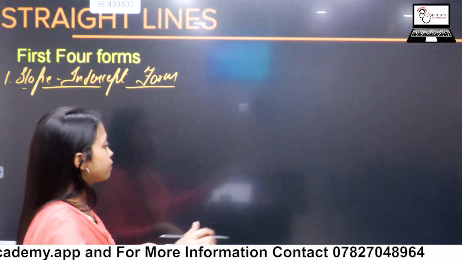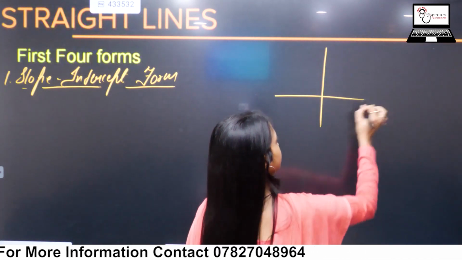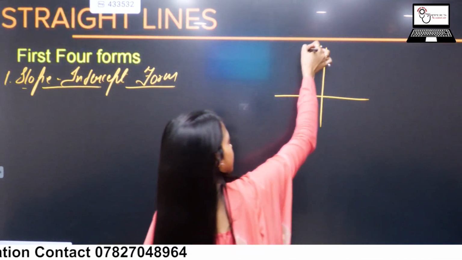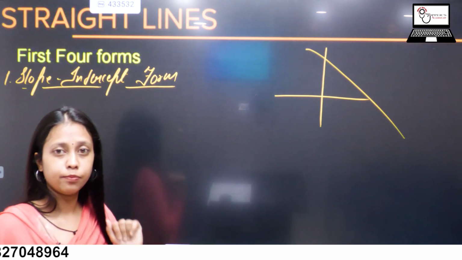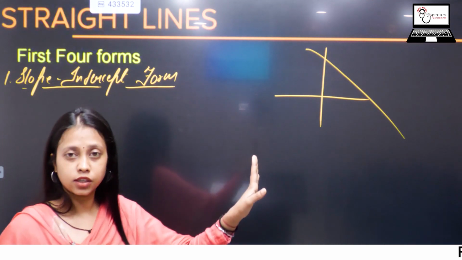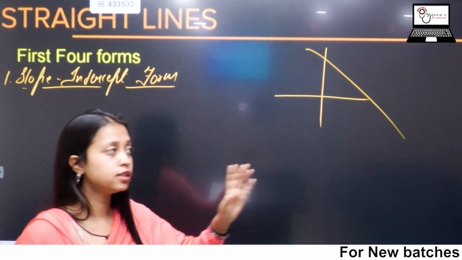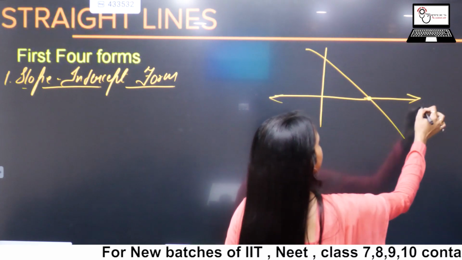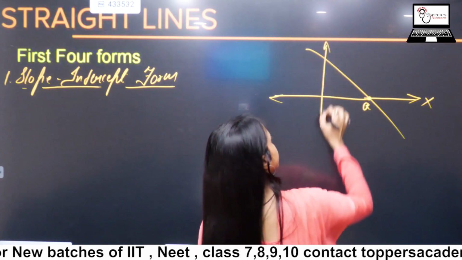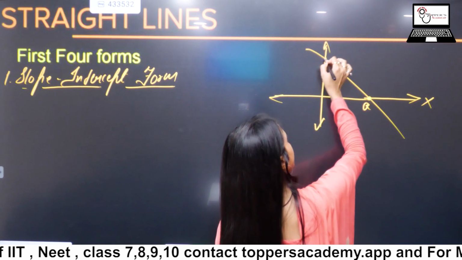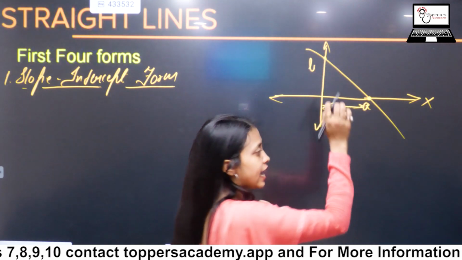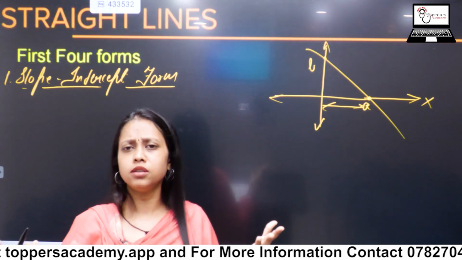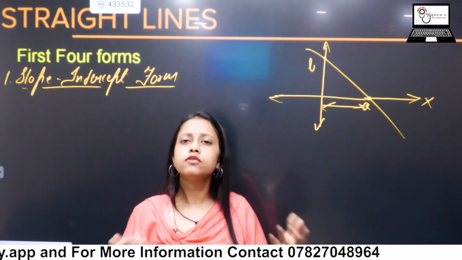So if there is a line, this is the line, not parallel to the x-axis and not parallel to the y-axis, that means it is intersecting the x-axis at a point A and the y-axis at a point B. So A is called the x-intercept, B is called the y-intercept. Easy? This is very easy, no?